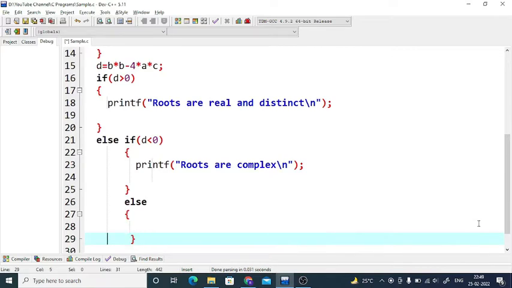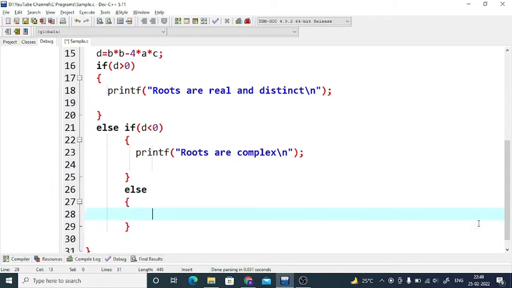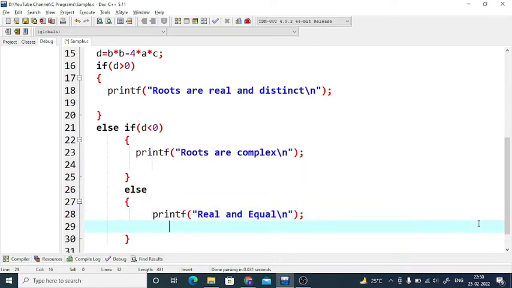I don't have to check that, because if d is not greater than 0, if it is not less than 0, then it's going to be equal to 0. Now, if the value of d is equal to 0, it means roots are real and equal. Okay, yes. So now the skeleton is ready. Now we need to put in the logic for finding the roots for each of the cases, and then the program will be ready.